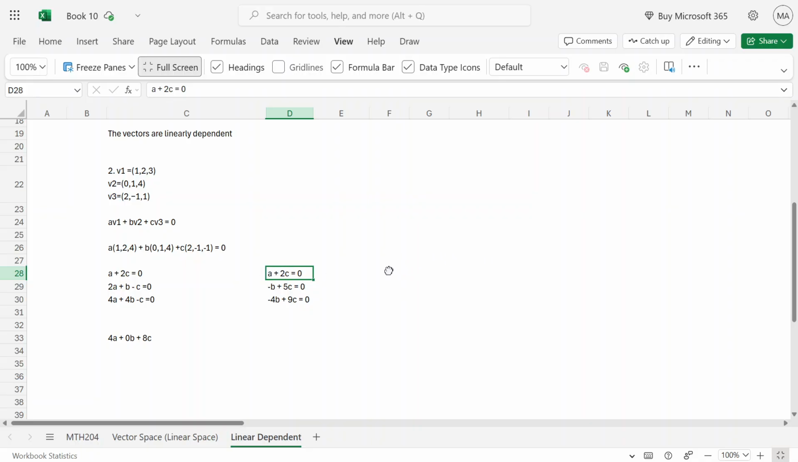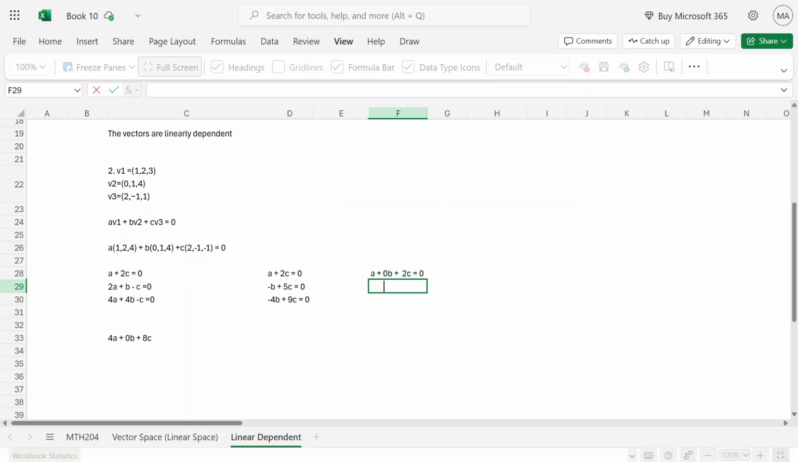We are done with that equation, right? The next one, write this out. A plus 2c equals to 0. Or if you want the b to be there, you can still put it this way. Then the next one will now be minus b plus 5c equals to 0.